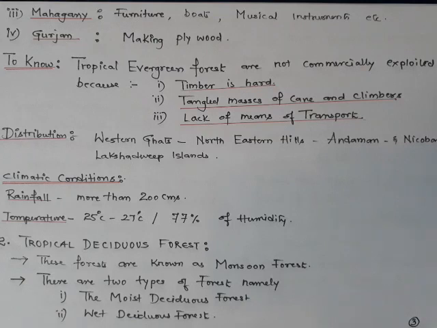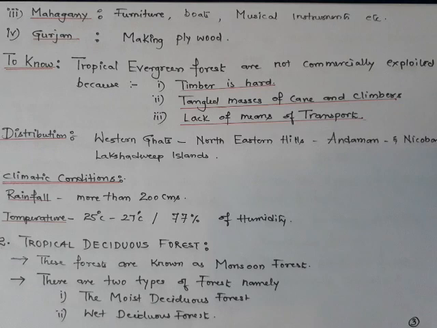So please bear in mind, tropical evergreen forests are not commercially exploited because the timber is very hard. There are tangled masses of canes and climbers, and lack of means of transport because these forests are concentrated along the steep slopes of the mountains or hills. Now, distribution of tropical evergreen forest: Western Ghats, Northeastern Hills, Andaman Nicobar Islands, and Lakshadweep.